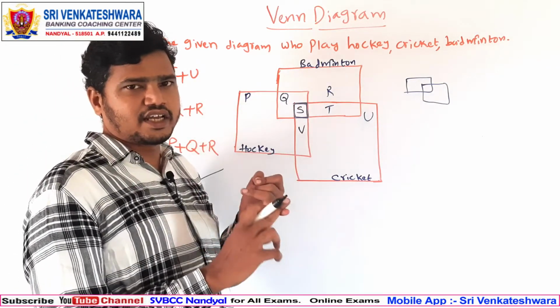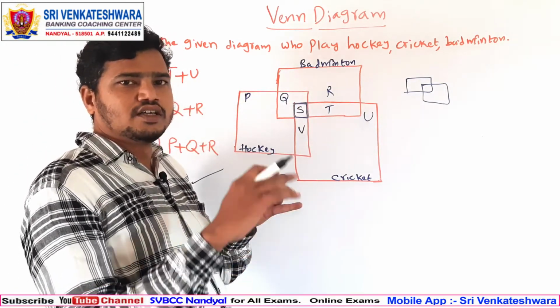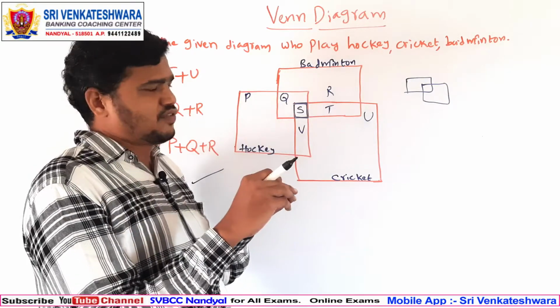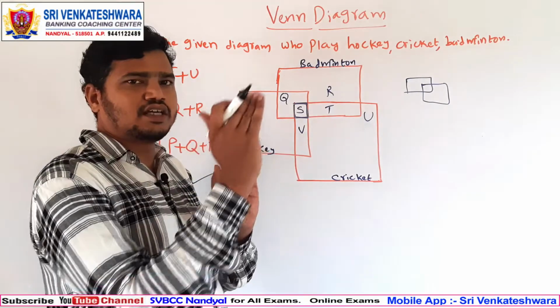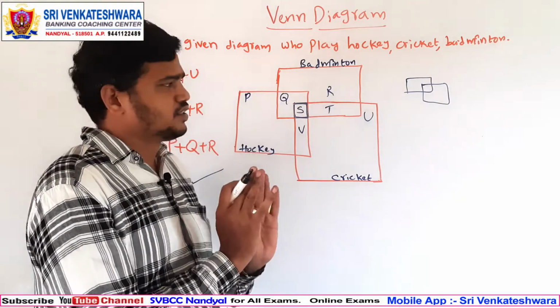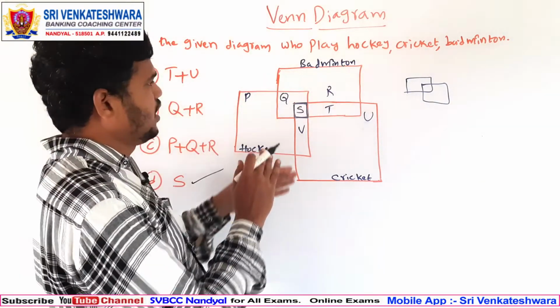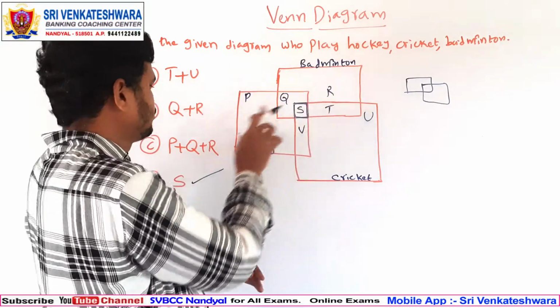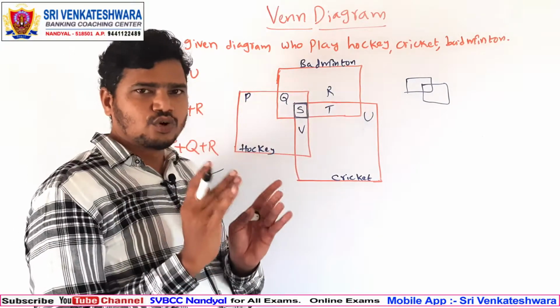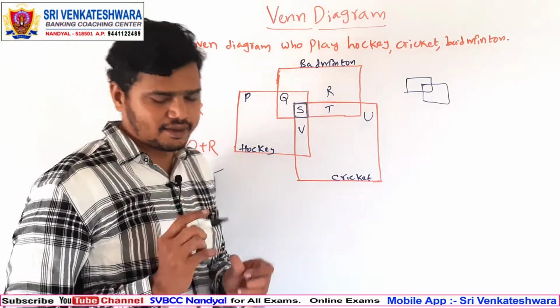This is one of the different categories from the Venn diagram. In the first category, they give the statements as well as the options as diagrams. You just need to find out, based upon the statement, which diagram is correct. In the second one, they give the entire diagram, and based upon the question you find which option is suitable for this one. These are the two categories from the Venn diagram.